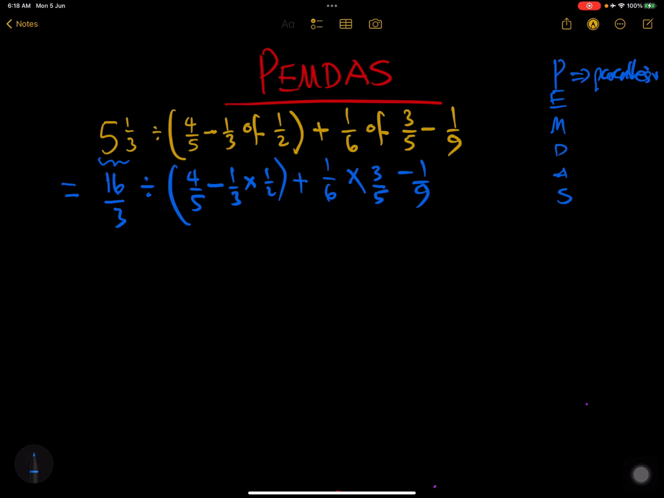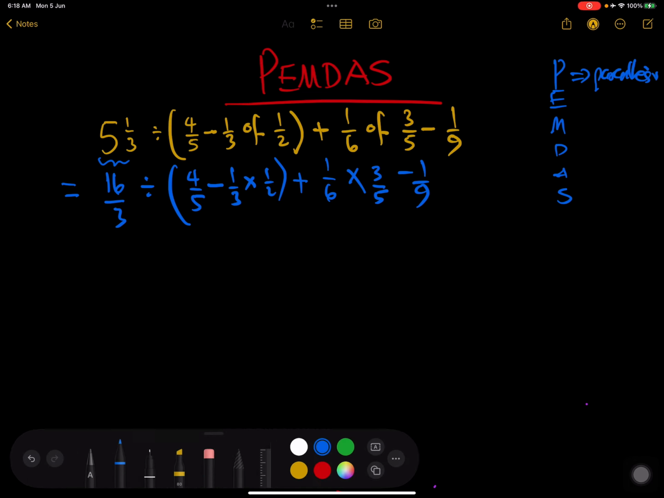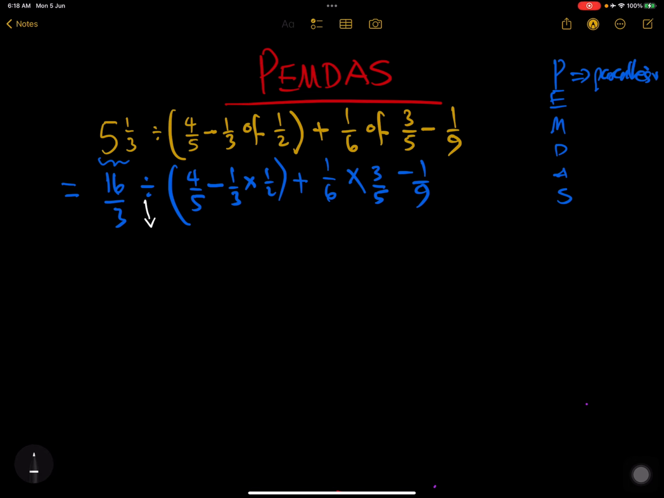Now what do we do next? So far we can see the division sign, the negative sign, the multiplication sign, addition, multiplication, and then the last one is the minus, the subtraction sign.